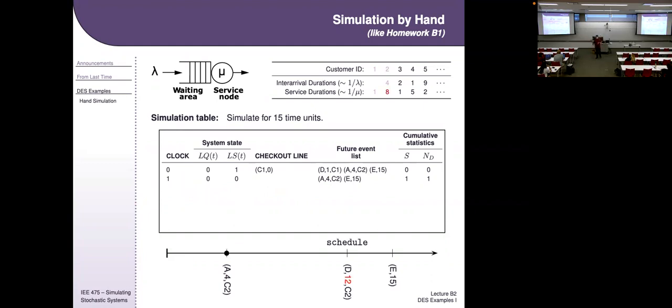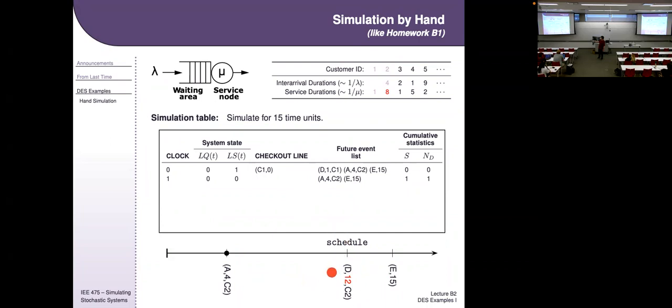That's an arrival. What are the things we do in an arrival? Whenever you do an arrival, we ask, is someone in the checkout line? If they're not, we move them directly into the server. How do we move them into the server? We schedule their departure. The departure is their service time plus the current time. This arrival happened at 4. This is customer 2. Customer 2 has a service time of 8. 4 plus 8 gives me that 12. That's when the departure is going to happen.